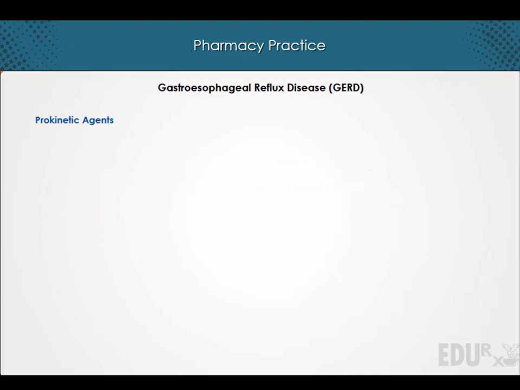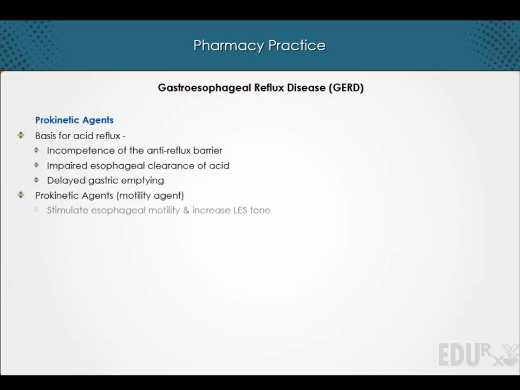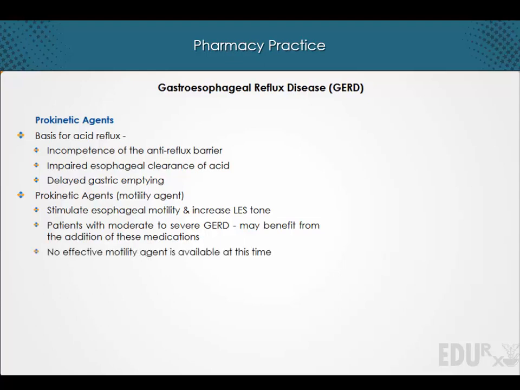Prokinetic agents. The basis for acid reflux, as we know, is incompetence of the anti-reflux barrier, impaired esophageal clearance of acid, and delayed gastric emptying. Prokinetic agents stimulate esophageal motility and increase the tone of the lower esophageal sphincter. Patients with moderate to severe gastroesophageal reflux disease may benefit from the addition of these medications. But it should be noted here that there is no effective motility agent available at this time.